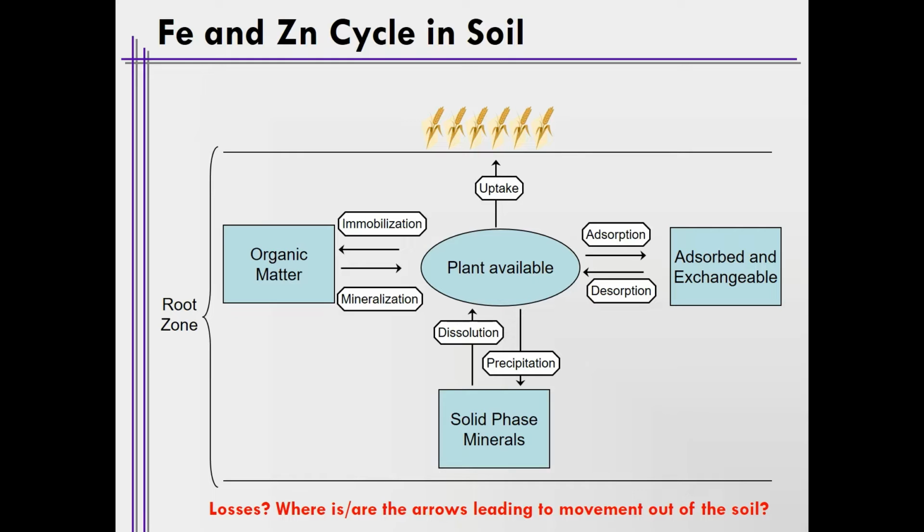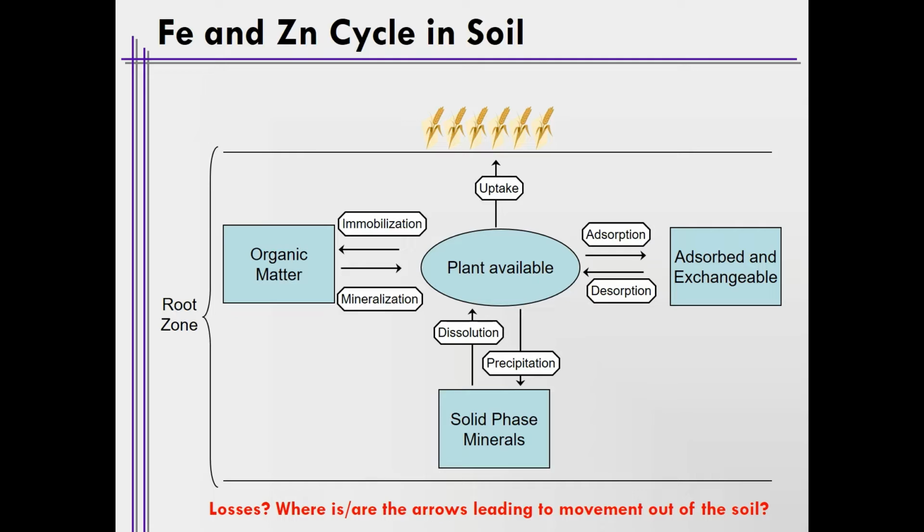Let's start on the left-hand side. There's quite a bit of iron and zinc found in organic matter or organic phases. Those phases are degraded by microorganisms. Microorganisms use the carbon found in organic matter as energy sources. And when they utilize that carbon, they respire CO2 and they release micronutrients such as iron and zinc. And they're released into the plant available or soil solution phase.